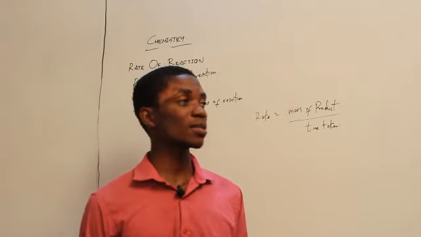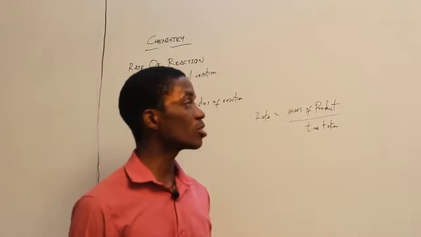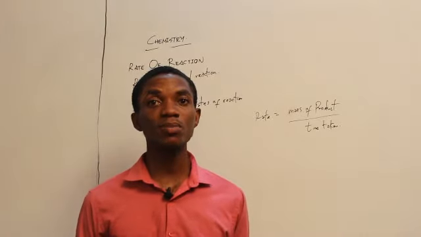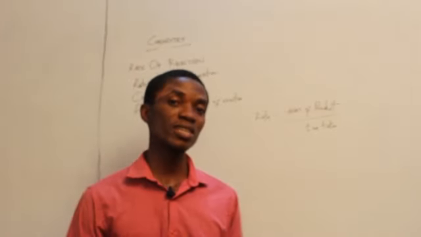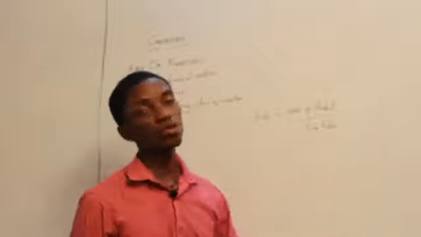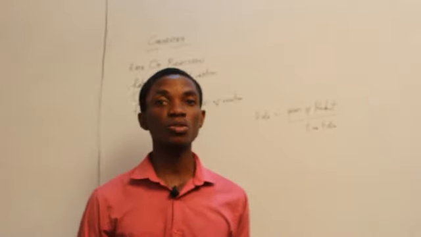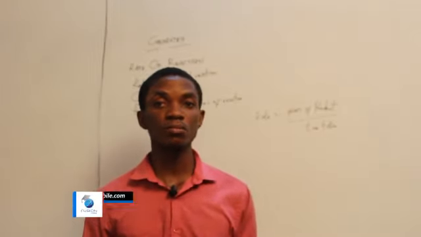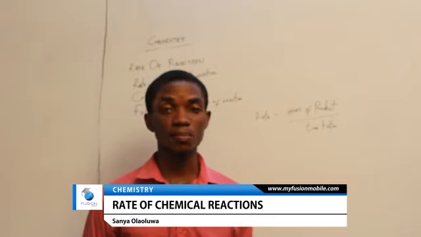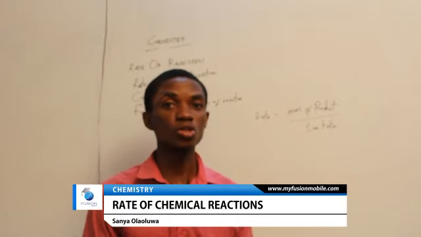Now, the interesting thing about chemical reactions is this: it depends on two different things. You can measure it based on the rate at which the product is being produced, or you can measure it based on the rate at which the reactant is disappearing, or being used up.